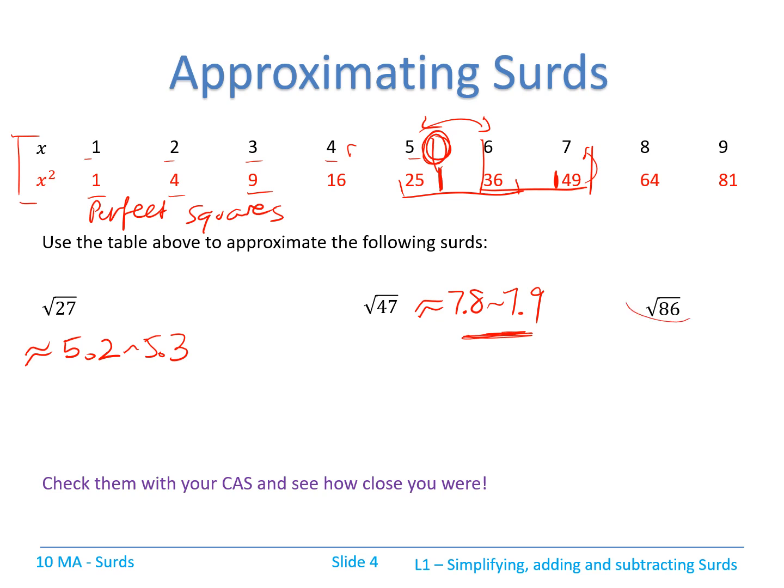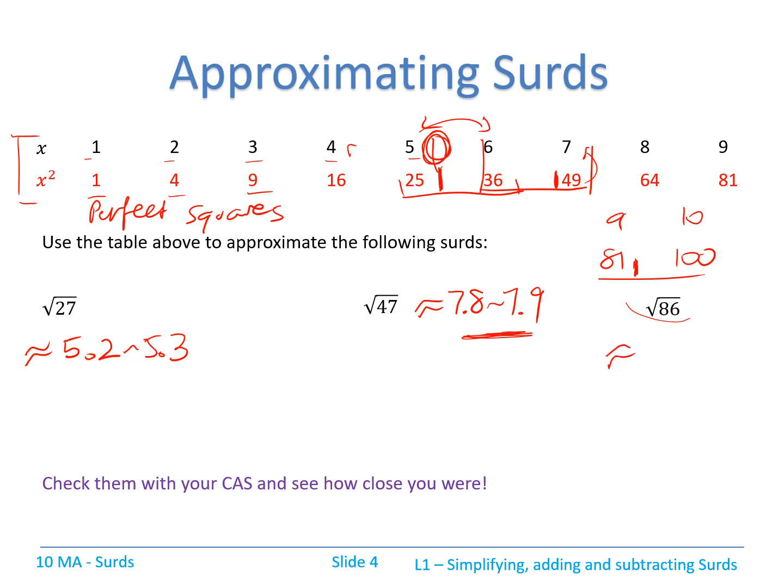86, it's not a perfect square. We know that 9 squared is 81. Shouldn't do that because it looks like a fraction. 9 gives 81, 10 gives 100. So the square root of 86 is going to be closer to 9 than it is to 10.